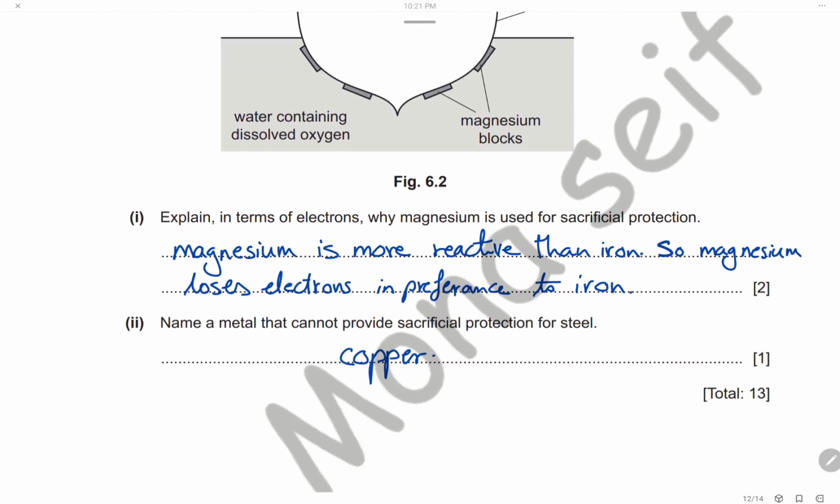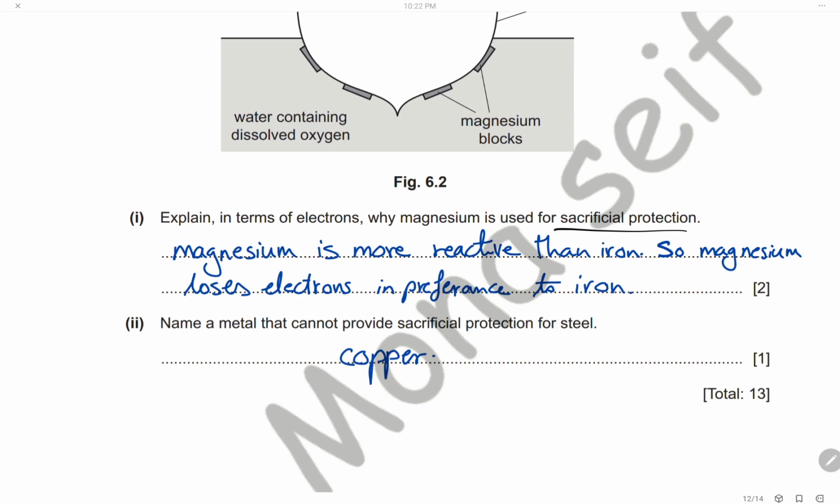Why? You have to explain, in terms of electrons, why magnesium is used for sacrificial protection of the iron steel in the boat. Magnesium is more reactive than iron, so magnesium will lose electrons in preference to iron. That's why magnesium is used for sacrificial protection.